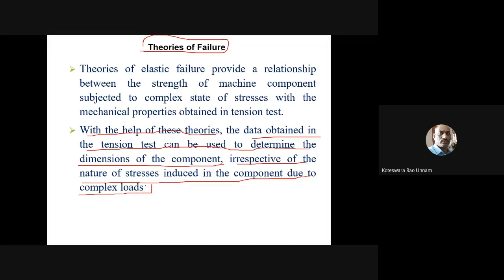This is what we discussed in the previous point also. In the case of the simple tension test, the nature of stress is uniaxial and the load is only axial, so we get the properties only for that uniaxial load. But if we take a combination of stresses, the nature of stress need not always be tensile. It may be bending, it may be twisting, or it may be something else. Whatever the nature of the load, in the case of a complex state of stress, we can still relate that complex state of stress to these material properties using these theories of failure.